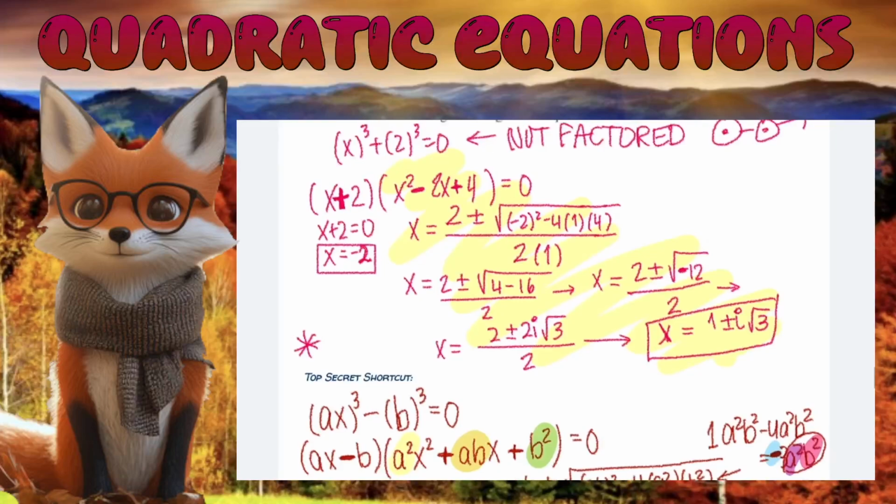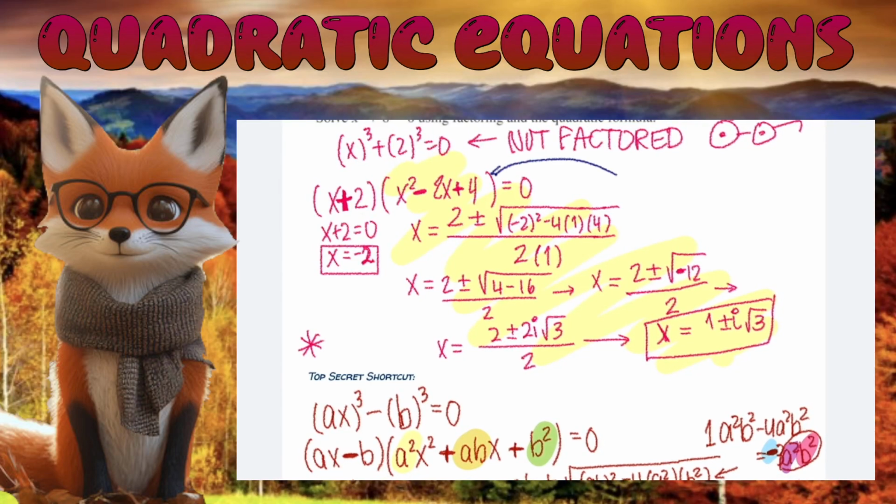Now, let's see that in action. So here, we're going to use the shortcut. x equals negative b is 2, plus minus b is 2, i root 3, all over 2 times 1, which is 2. Reduce the 2 out of everybody, and I get 1 plus minus i root 3. Same answer, way less work.